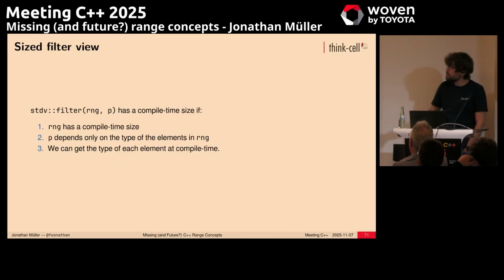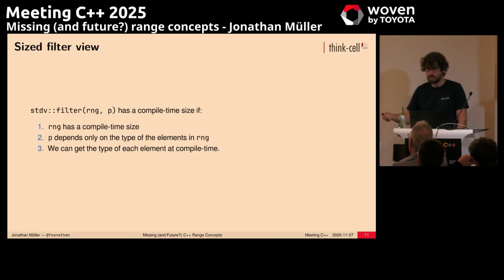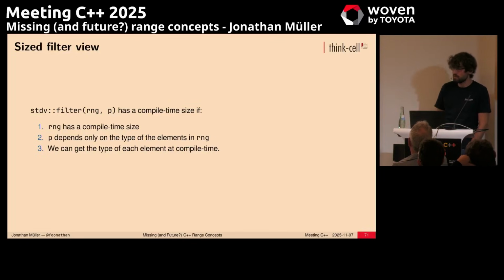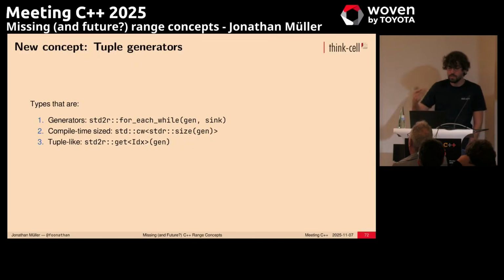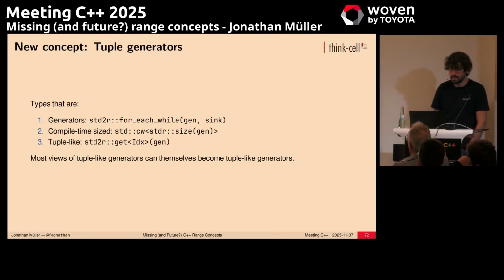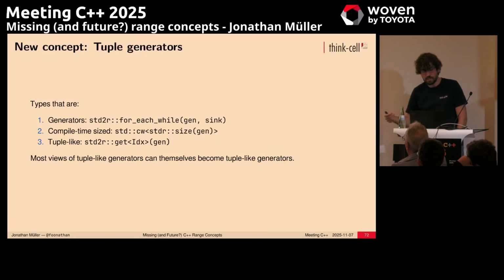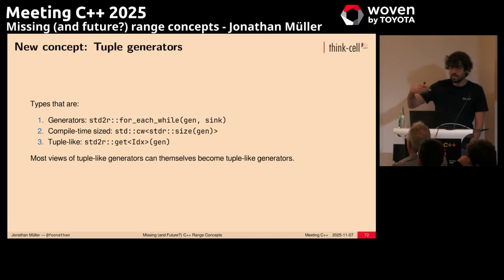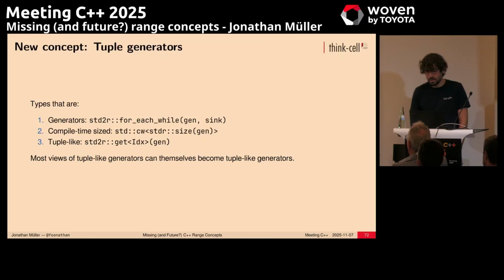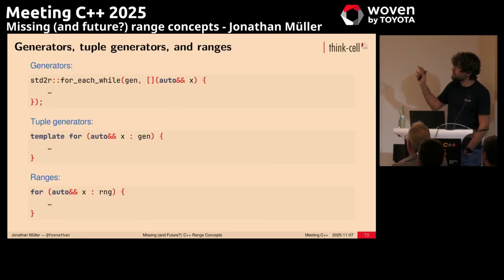And so we call the range with, and for that we need to know the types, the actual types. We need to know what is the 5th type of the value, right? And so we introduce tuple generators. Those are generators, so they implement for each while. They're compile time sized, so we know the size at compile time. And we also provide the tuple interface. And then we can keep composing them. Most views of tuple-like generators are themselves tuple-like generators. Right? And this is sort of the table we're at.